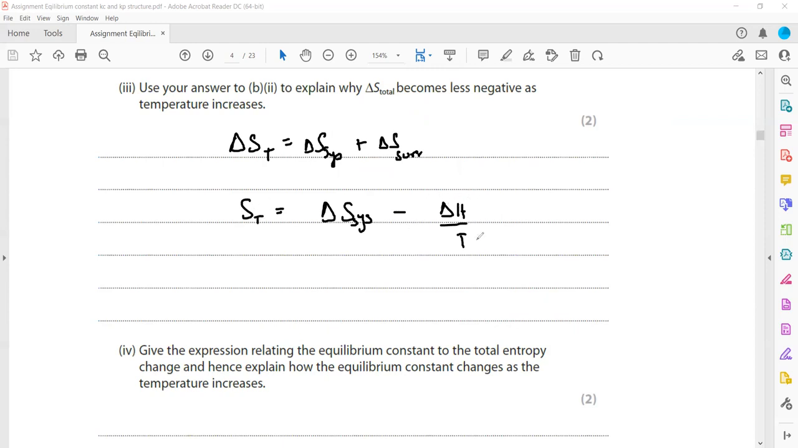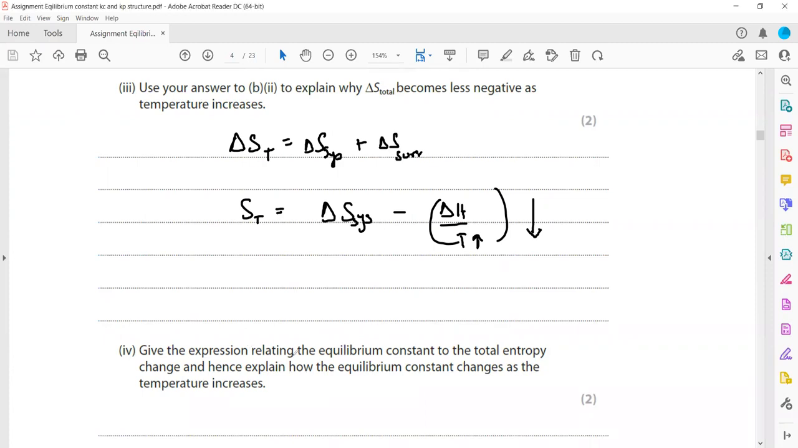So what happens when the temperature increases? The value of delta H by T will decrease. So if the value of delta H by T decreases, or we can say the entropy of the surroundings will decrease, as a result it will become less negative, because it is negative due to the entropy of the surroundings. If this value decreases, a smaller difference is there. That's why the total entropy will be less negative.